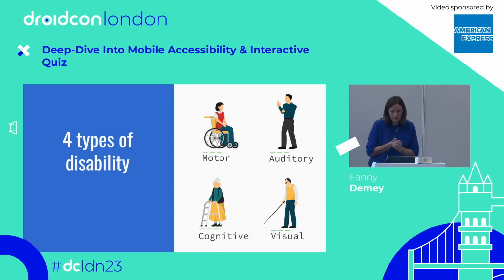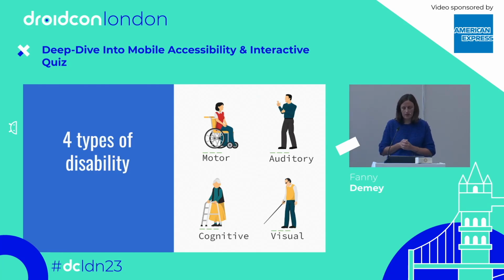Next category is cognitive disabilities. It's really a wide type of disabilities, going from dyslexia, autism, Alzheimer's disease, and people having difficulties to focus and so on. Again, it's a big category, 1 million people with cognitive disabilities.